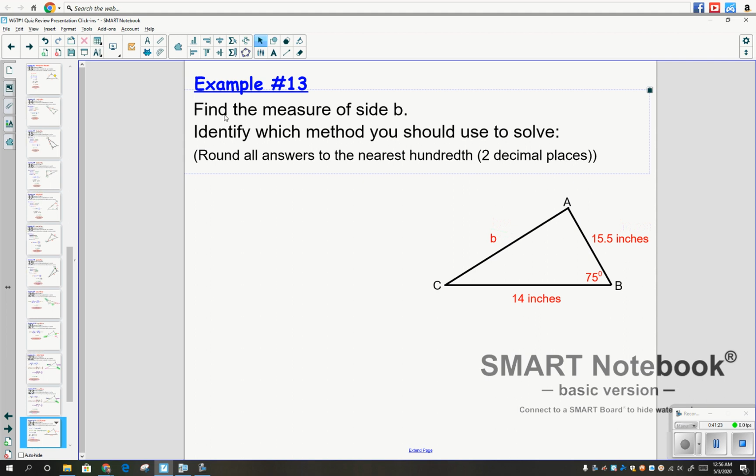Example number 13. Is it a right triangle? No. Do I have an opposite pair? Well, I want to solve for side B. So B and 75 do. So there's one, but I need another opposite pair. A and 14, no. C, no, I do not have an opposite pair. Therefore, I need to use the law of cosines.